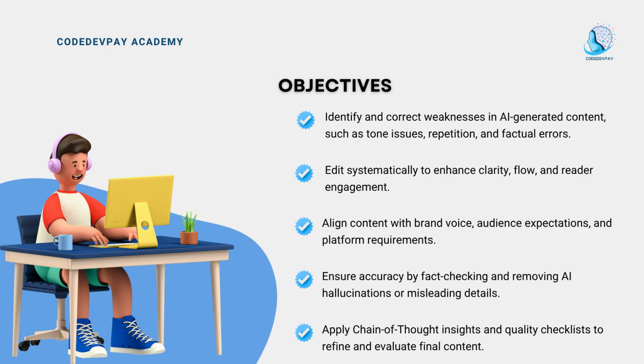At the end of this lesson, we should be able to identify and correct weaknesses in AI-generated content such as tone issues, repetition, and factual errors. Edit systematically to enhance clarity, flow, and reader engagement. We should also be able to align content with brand voice, audience expectations, and platform requirements.